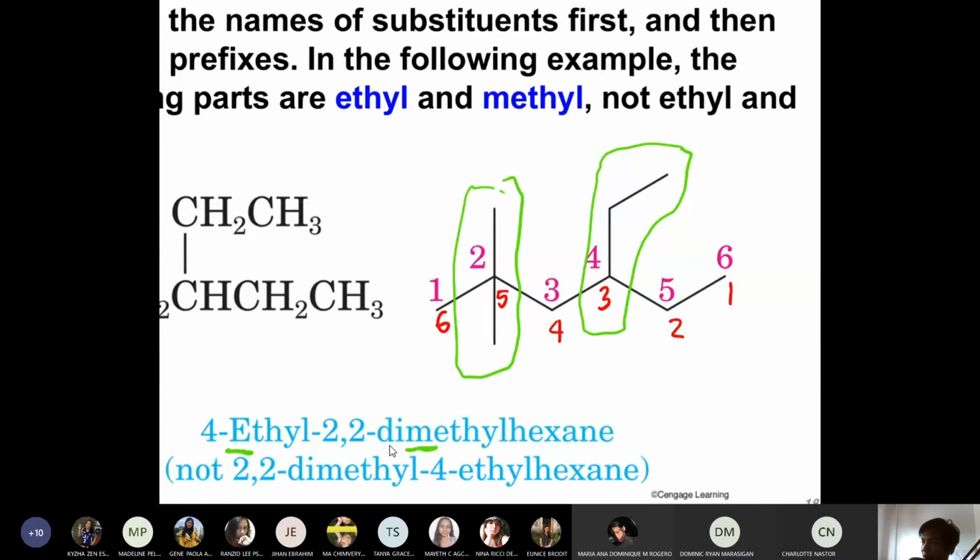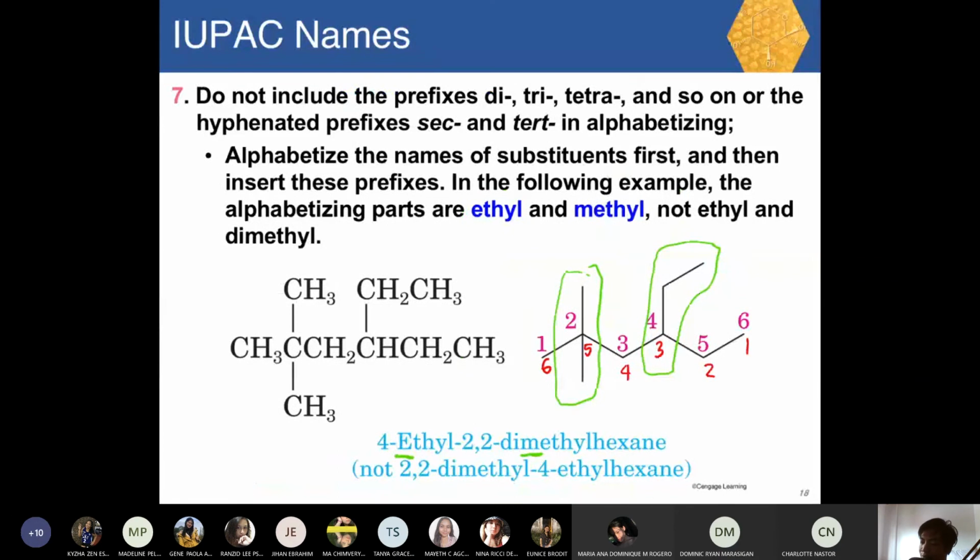Okay, kasi prefix lang yan eh. Sabit lang yan. Okay? So we will name that as 4-ethyl 2,2-dimethylhexane, not 2,2-dimethyl 4-ethylhexane. So again, hindi basis for alphabetization yung di because prefix yan. So ano yung mga hindi sinasama sa alphabetization? Di, tri, tetra.